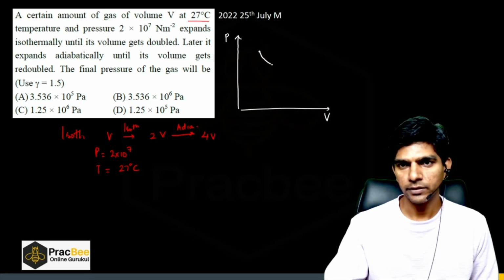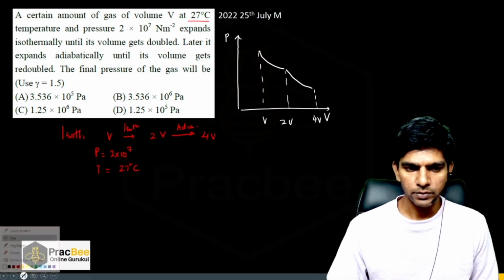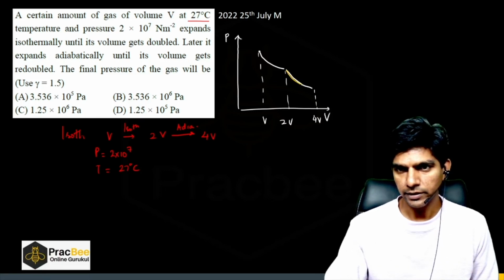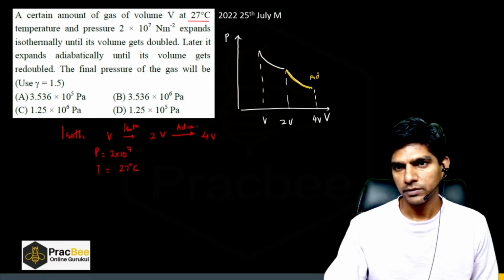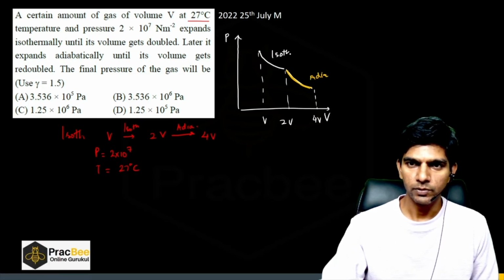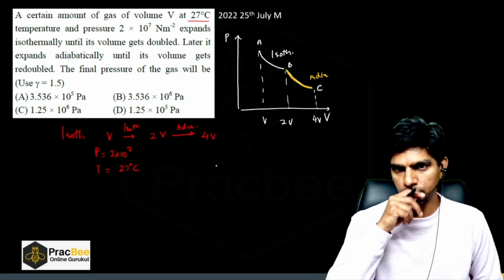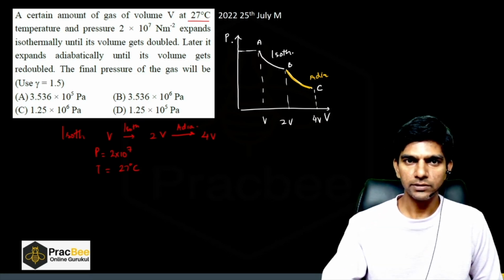So first it expands isothermally from V to 2V, and then it expands adiabatically from 2V to 4V, right? Let me show it with different colors. So this is adiabatic, right? This one is adiabatic expansion, and this white one is isothermal expansion. Let us say this is A, this is B, and this is C. And at A, the pressure is given as 2 into 10 raised to 7.